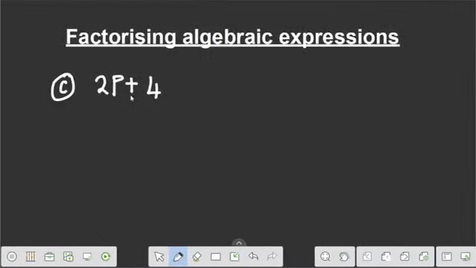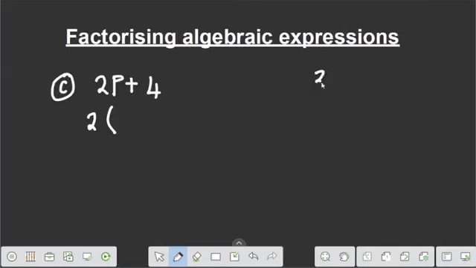We need to factorize 2p plus 4. So here we observe in terms of the numbers, we have a 2 here, and then we have a 4. So we need to find the highest common factor of 2 and 4, which is a 2. Okay, open bracket. So we only have one letter, so in terms of the letters, we have no common factors.